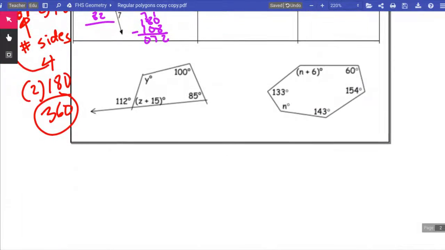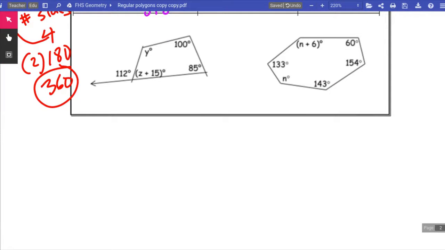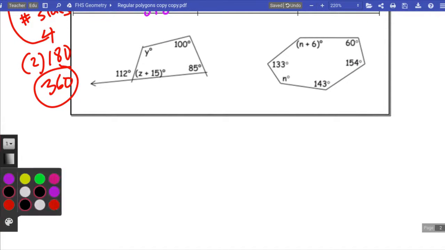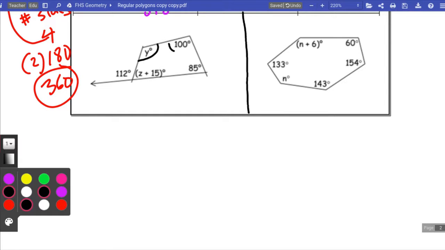All right, let's go ahead and do this one. Like I said earlier, you always got to find the missing interior angles first. So I have 1 angle here, 2nd angle here, 3rd angle here, and the 4th angle here. If I try to do that, it's not going to work for me because I have two letters. I have a Y here, then I have a Z here, which complicates things.